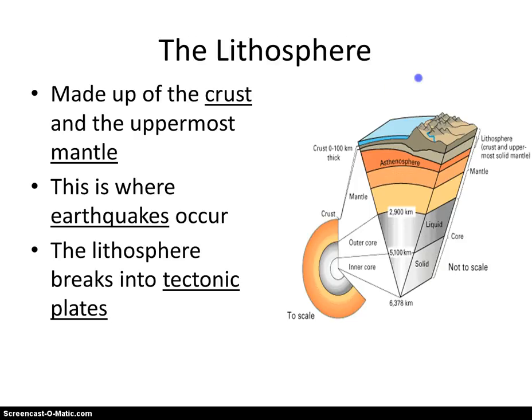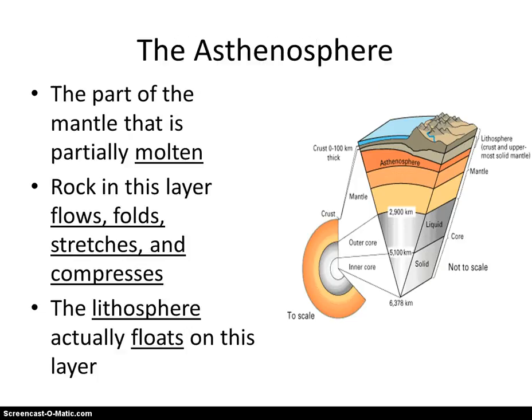Next, the asthenosphere is the part of the mantle that is partially molten. Molten just means melted and hot. Rock in this layer flows, folds, stretches, and compresses. The lithosphere actually floats on top of the asthenosphere.